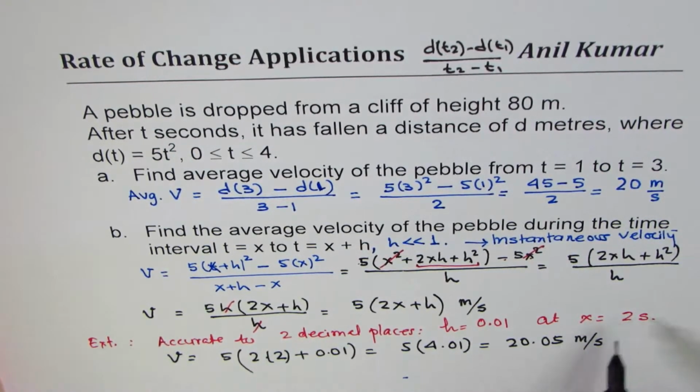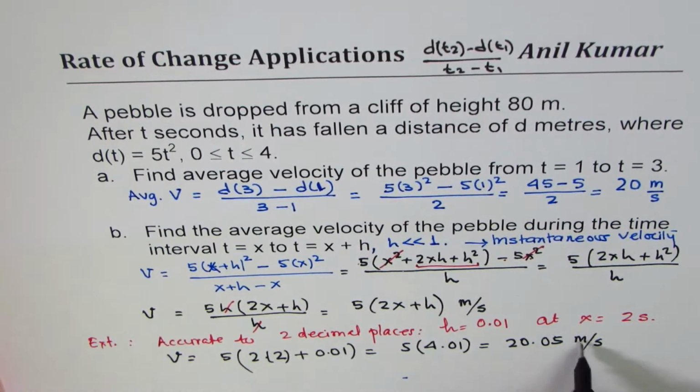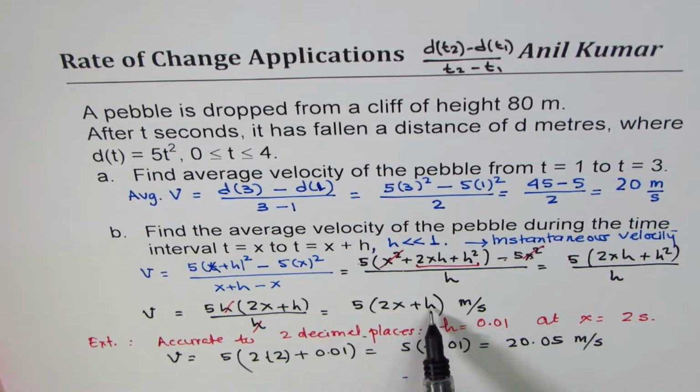So basically x is for t, right? t equals 2 seconds, and we get instantaneous velocity accurate to 2 decimal places, right? Which you could approximately write as 20 meters per second. If I do not say 2 decimal places, we can assume h as 0, right? Assuming h as 0, it gives me 20 meters per second. I hope that gives you a good connection between average rate of change and instantaneous rate of change.